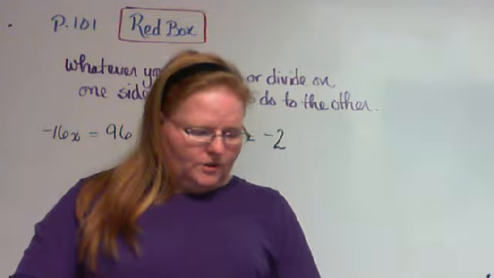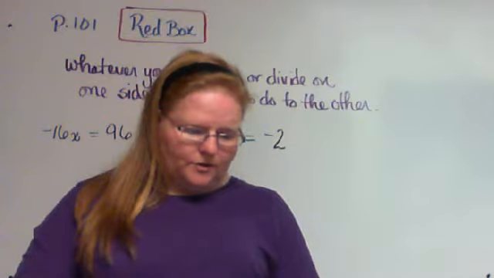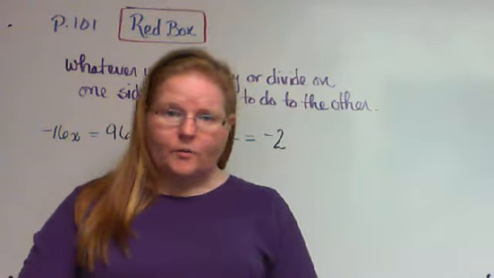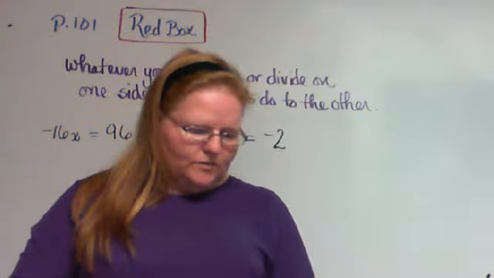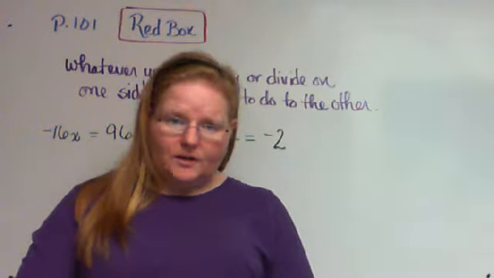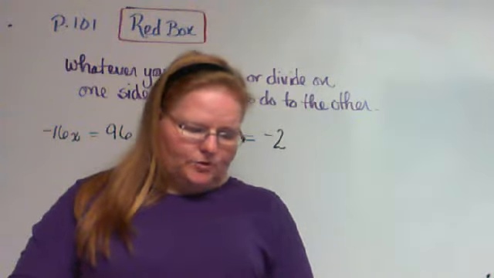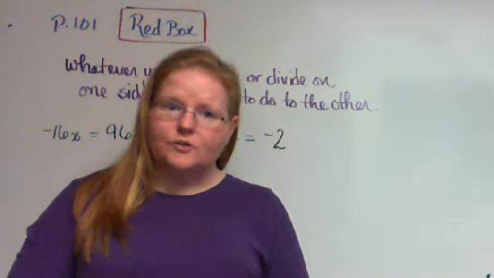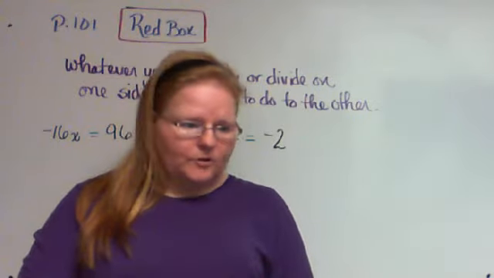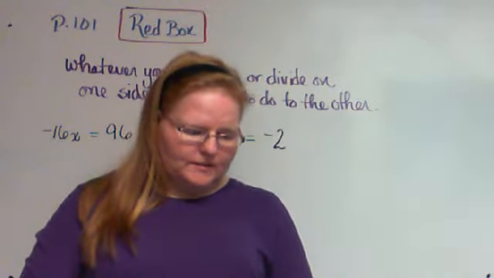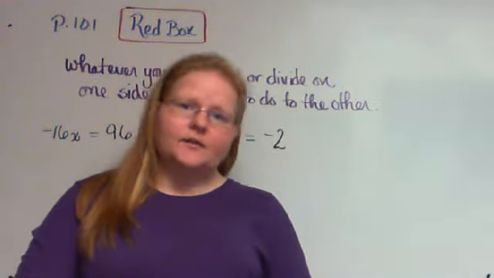So for any real numbers A, B, and C, where C is not equal to 0, we'll talk about why C can't be equal to 0 in a minute. If A is equal to B, that means if you have an equation, A equals B, then AC has to be equal to BC. In other words, you can multiply by C on both sides. That's what it's saying. You can multiply by C on both sides, as long as C is not 0.